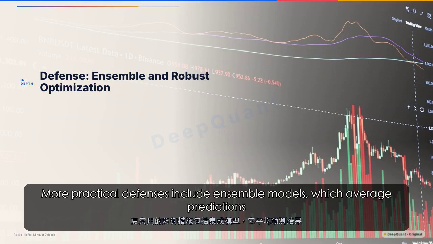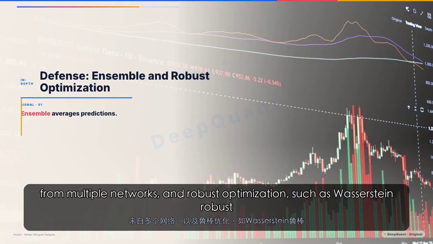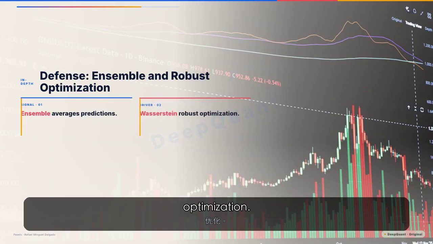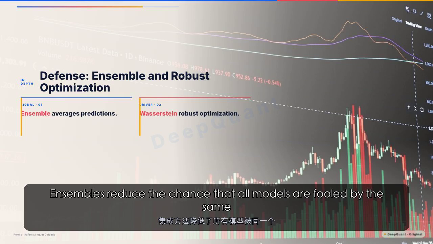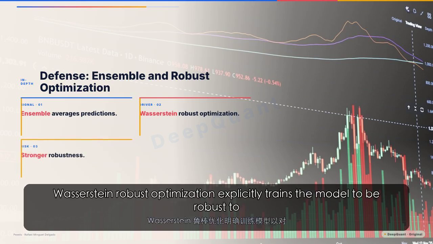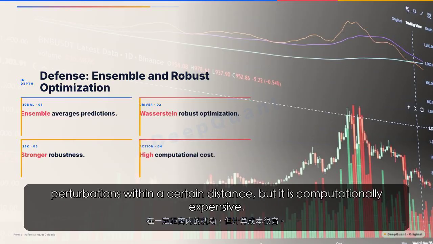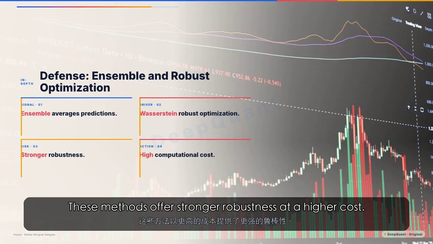More practical defenses include ensemble models, which average predictions from multiple networks, and robust optimization, such as Wasserstein robust optimization. Ensembles reduce the chance that all models are fooled by the same perturbation. Wasserstein robust optimization explicitly trains the model to be robust to perturbations within a certain distance, but it is computationally expensive. These methods offer stronger robustness at a higher cost.